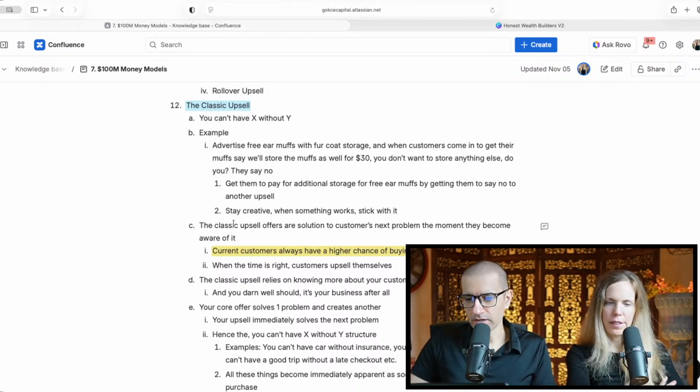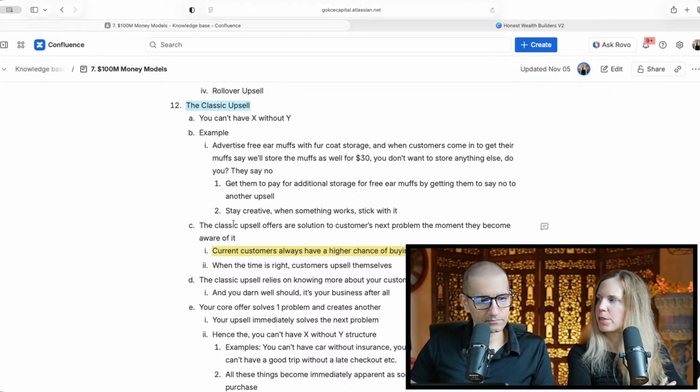Correct. Now we're on the upsells, which are about making existing customers more valuable, right? Or making more money in the first 30 days.